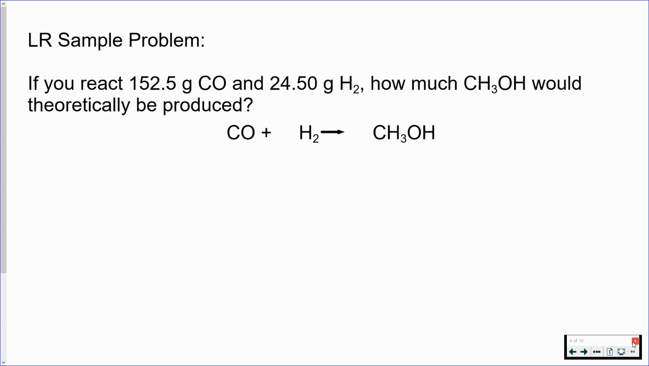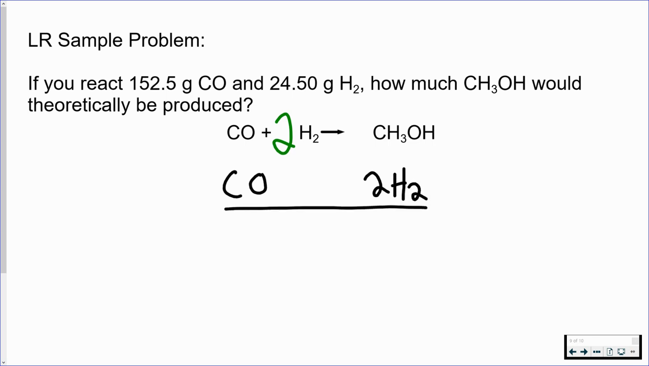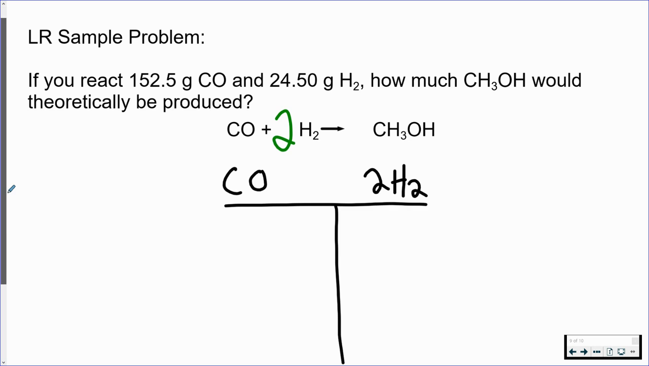First and foremost, we want to make sure that we balance the chemical equation. In order to balance it, all we need is a 2 in front of hydrogen. So how we set up the T-chart is we put our reactants at the top and include their coefficients. And then we make a T. Within the T, now we have to convert to moles.